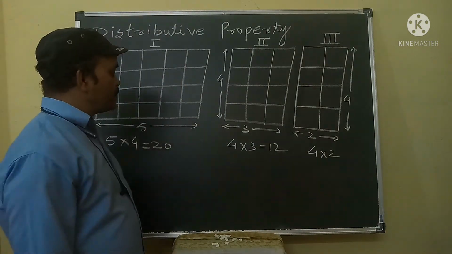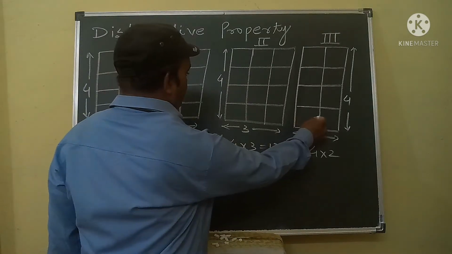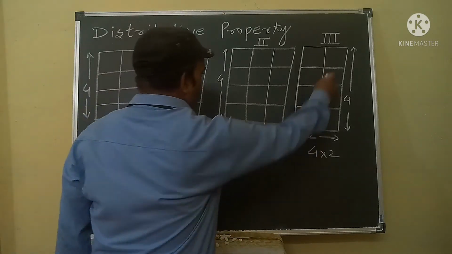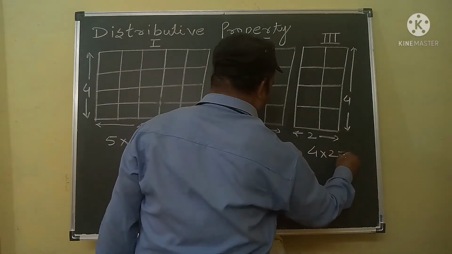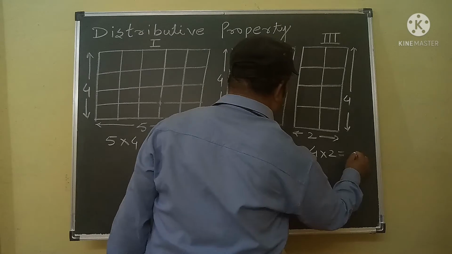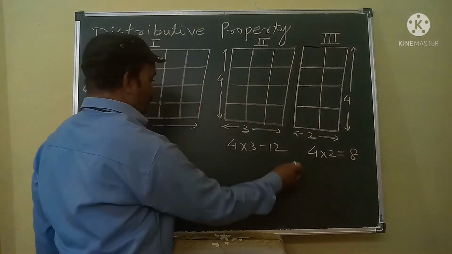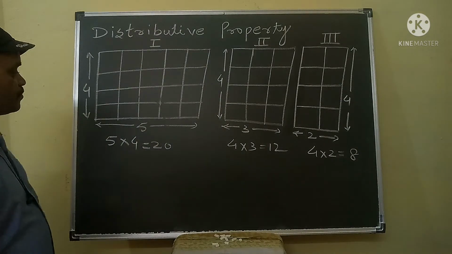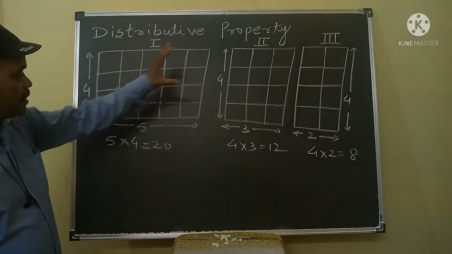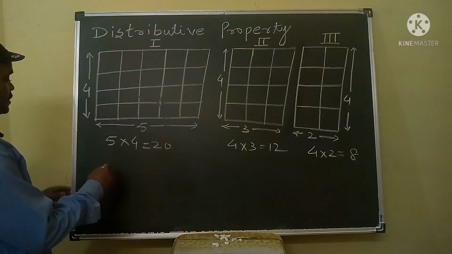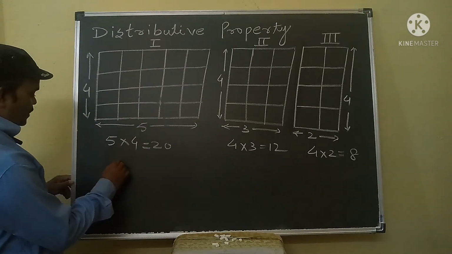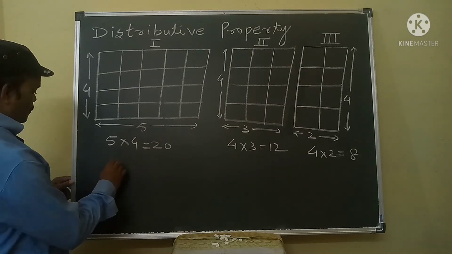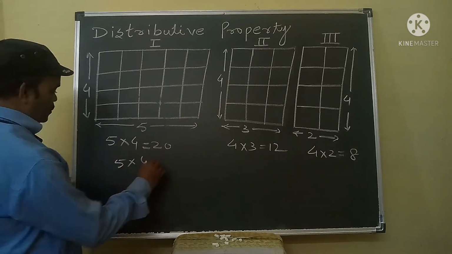Okay. Then after, it is very easy for you. How many squares are there? 4 into 2, it will give you 8. That means, what is the meaning of this example? This example means this is 5 into 4.